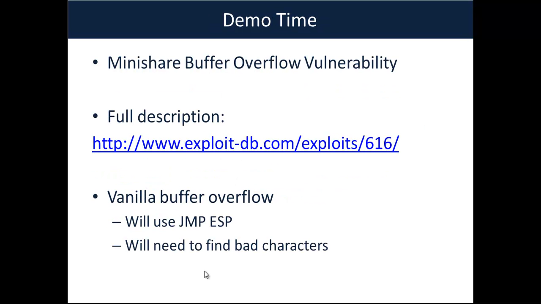So now I think we have enough theory in place. We will look at real life vulnerabilities, and what we will take up is the Mini-Share program. The full description of this exploit is available on ExploitDB, and this is a vanilla buffer overflow where we will use jump ESP as we did in the previous video. However, we will need to find the bad characters for this specific program. One important difference is that now we do not have any access to the source code.